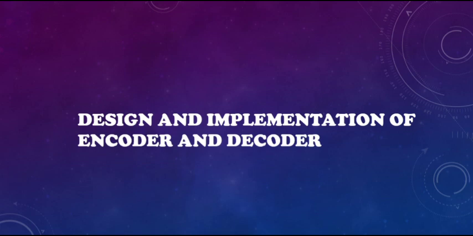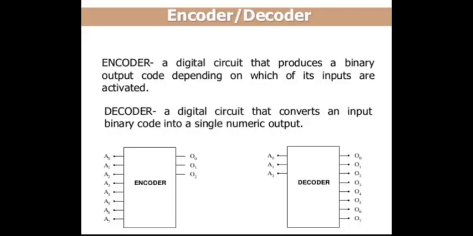Next we are going to see the seventh experiment, design and implementation of encoder and decoder. Encoder: a digital circuit that produces a binary output code depending on which of its inputs are activated. Decoder: a digital circuit that converts an input binary code into a single numeric output.